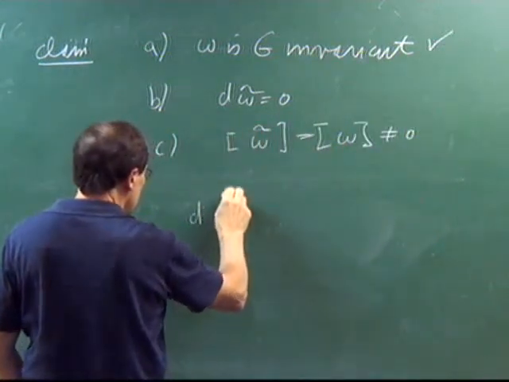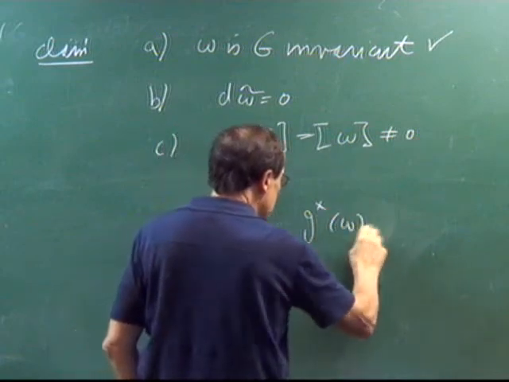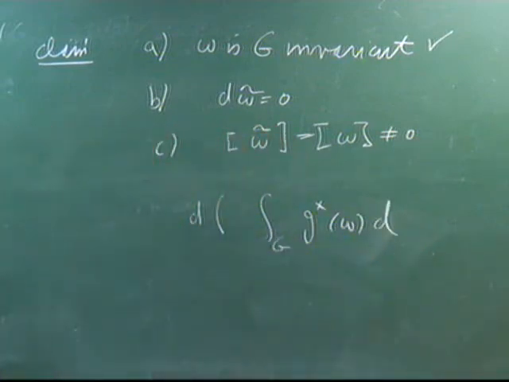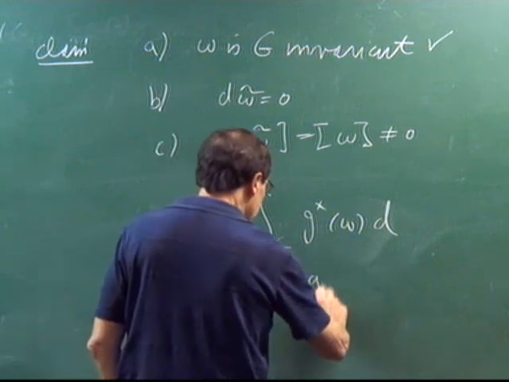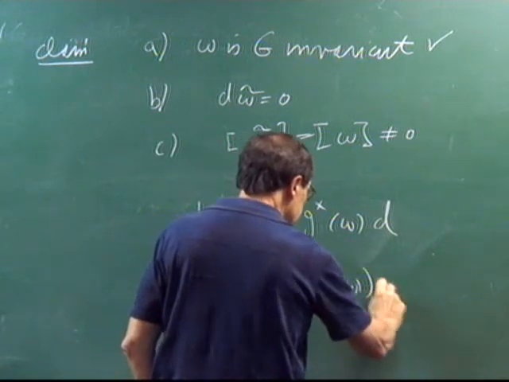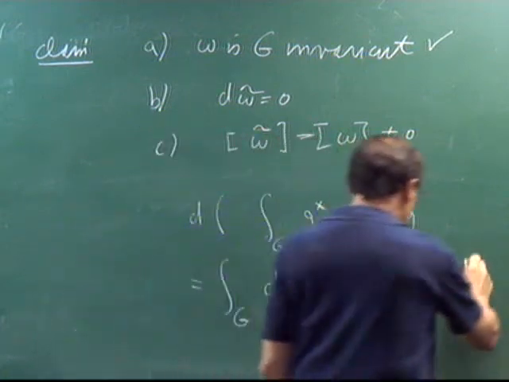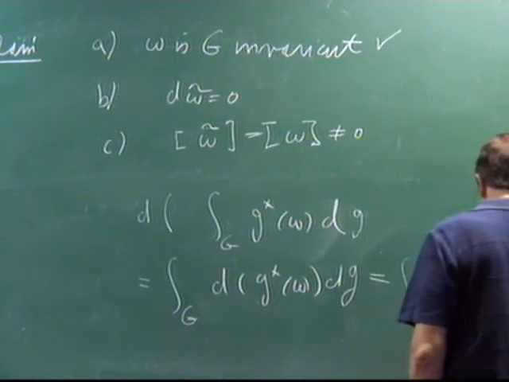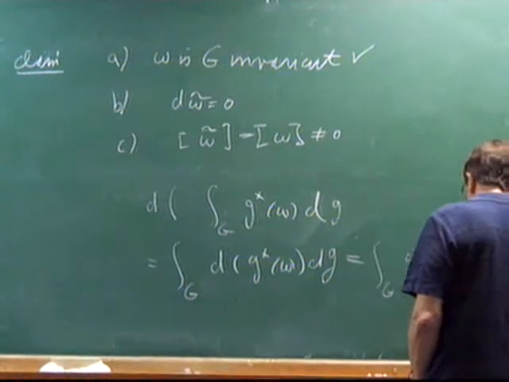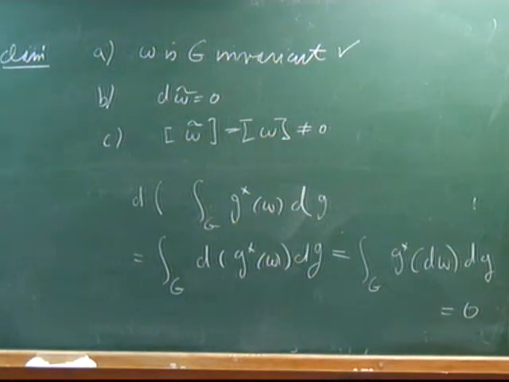Why is B true? Well, d commutes with the integral. Right, I can say that's the same thing as the integral over G of d of g star omega. And d commutes with pullbacks, so it's the integral of g star of d omega. Of course, omega was closed, so it's also closed. So the average of this form is automatically a closed form by the properties of the exterior derivative.